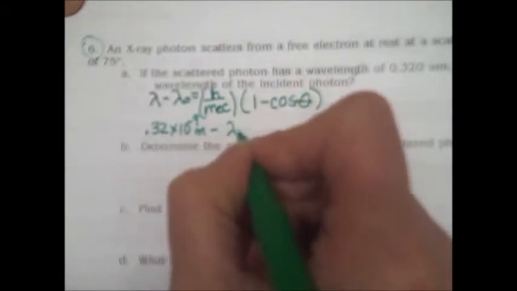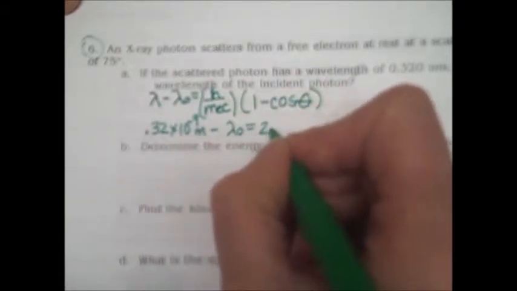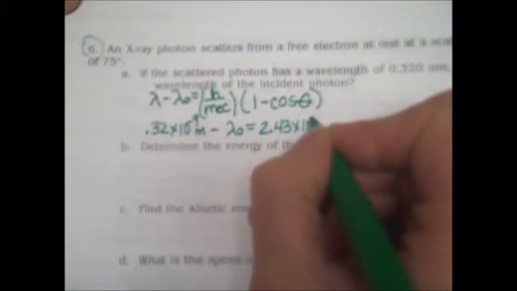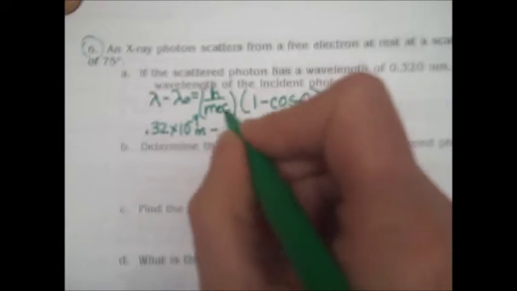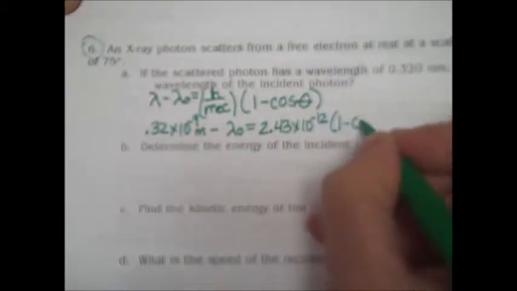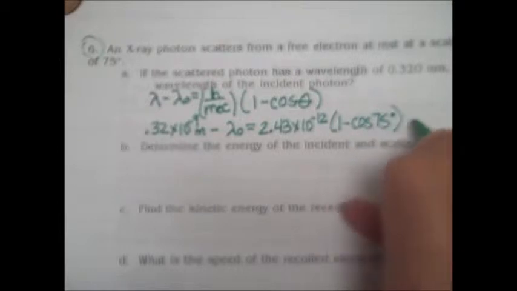So the equation I'm doing is the Compton shift, λ minus λ0 equals our constant of h over m_e c times 1 minus cosine theta. So plugging in our numbers here, it would be 0.32 times 10 to the minus 9 meters minus the original wavelength equals 2.43 times 10 to the minus 12. That's all of these constants combined together. 1 minus cosine 75 degrees. Do make sure you are in degree mode.